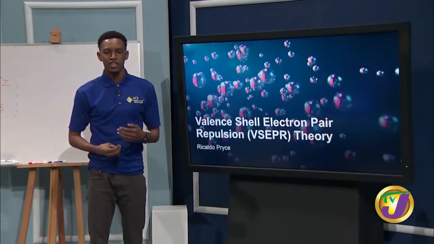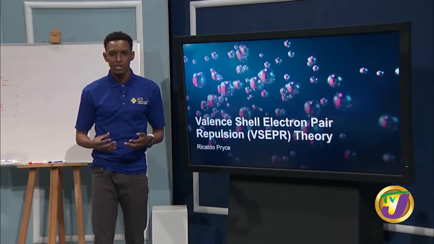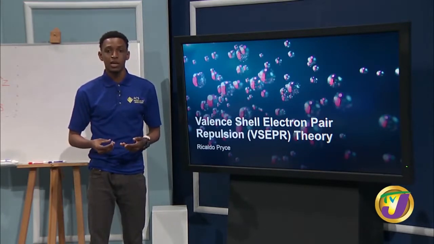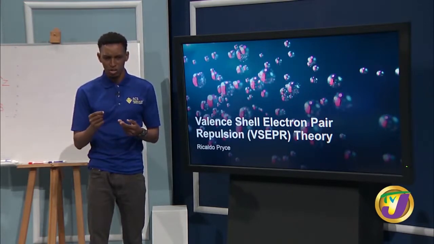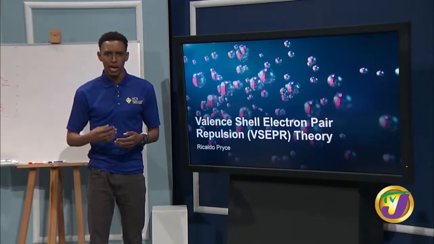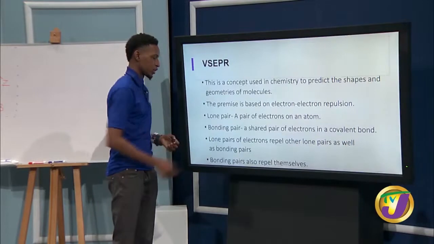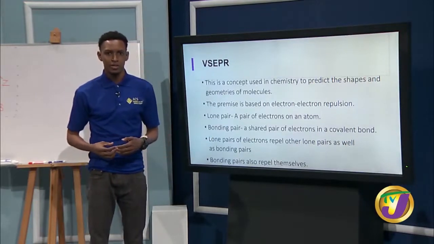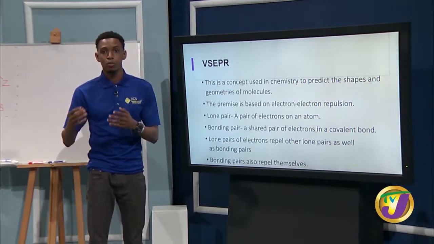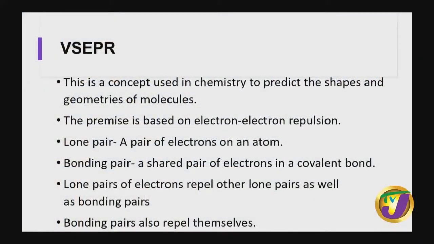Now, let's take a look at VSEPR theory. For this section of the lesson, you will need to get your pens and pencils and write down the steps in predicting the shape. You might not understand while writing down the steps, but we'll work a few examples and it will become a bit clearer for you. What is VSEPR? This is valence shell electron pair repulsion theory. The concept is based strongly on electron-electron repulsion. It is a concept used in chemistry to predict the shapes and geometries of molecules. The premise is based on electron-electron repulsion, as I just said.